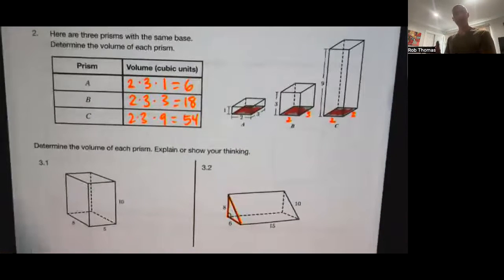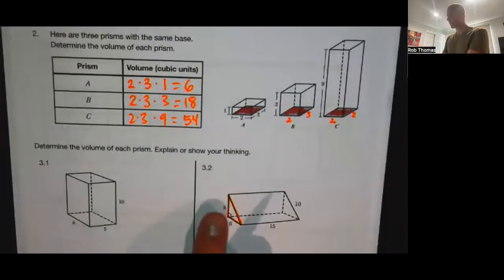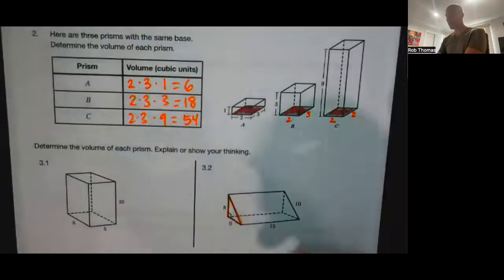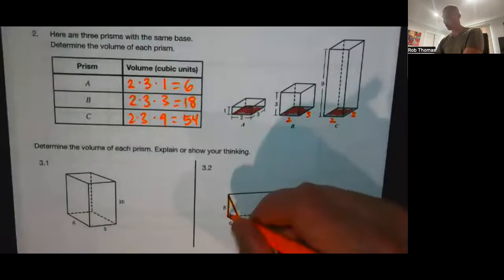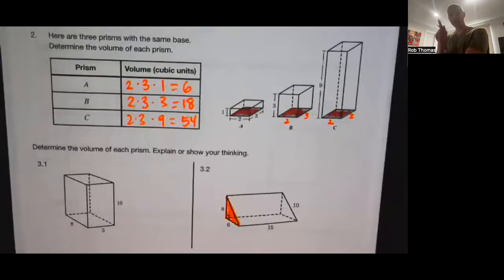And in this case, the base is a triangle instead of a rectangle. So you've got to know how to find the area of a triangle. Well, finding the area of a triangle uses the base of the triangle, and that's different. When I say the base of the prism, I'm talking about this whole orange triangle. But when I'm talking about the base of the triangle, I'm talking about just that 6.